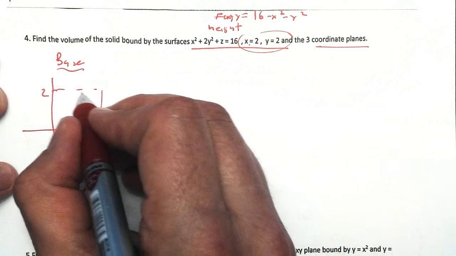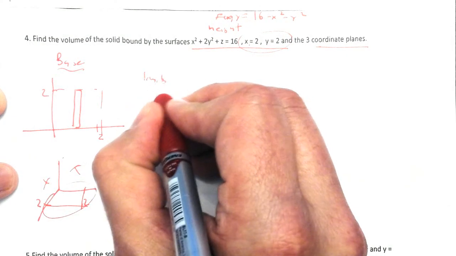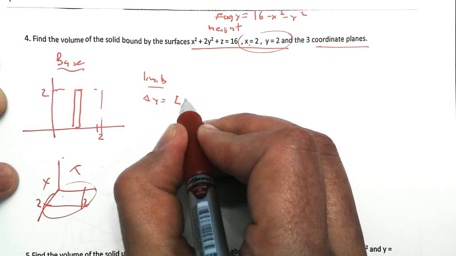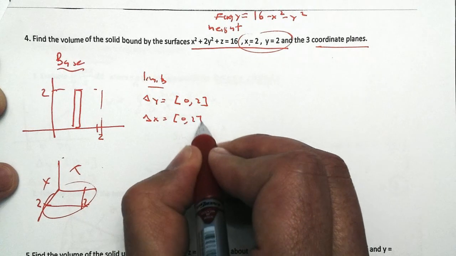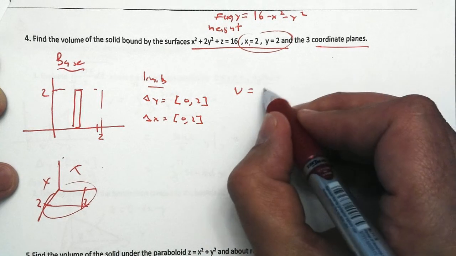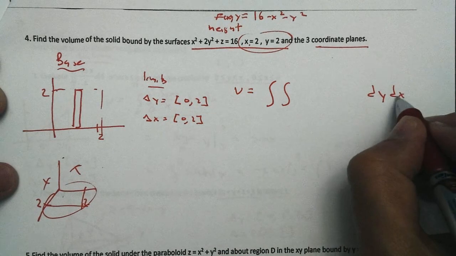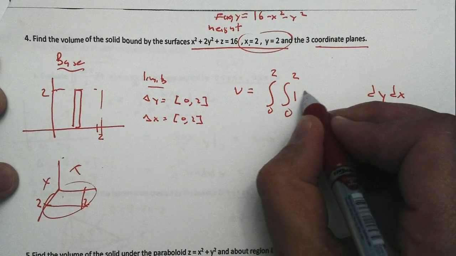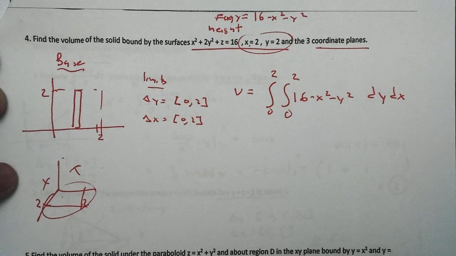So we're looking at only the surface in the first quadrant. So that's going to really help me set up my base right here, especially my limits, which will give me my change in y, which is going to be 0 to 2, and my change in x's, which is also going to be from 0 to 2. So I can get my volume, the area of my base, dy dx, from 0 to 2, 0 to 2, and of course my height, 16 minus x squared minus y squared. So let's go ahead and solve this one by hand real quick.